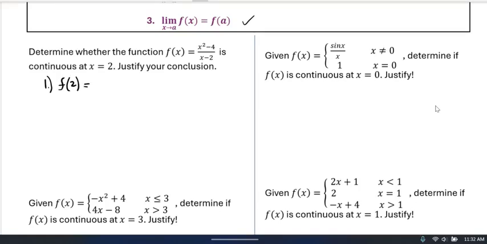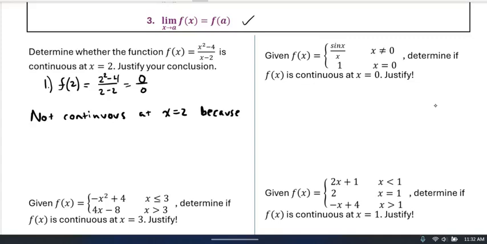We'll just plug 2 into the function. 2 squared minus 4 over 2 minus 2. We get 0 over 0. You can see that's undefined. So our conclusion is not continuous at x equals 2 because f of 2 is undefined. In that case, we did not even get past number 1.